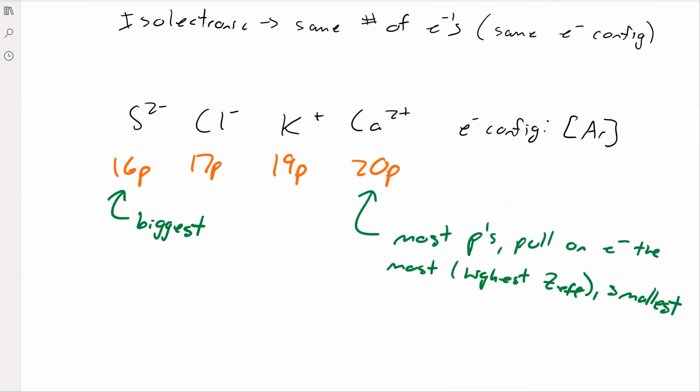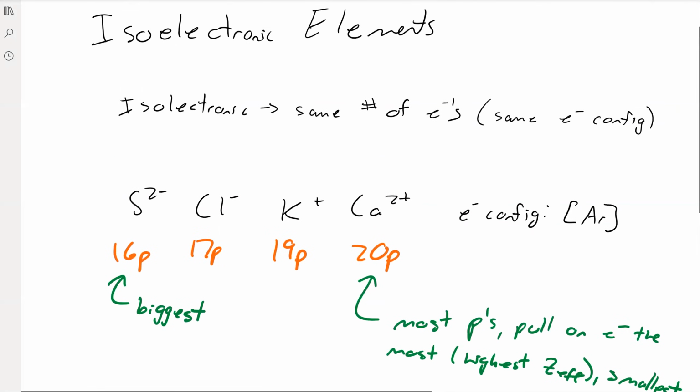So overall, all of these trends make sense. They're all logical through just thinking about it, and through quantum mechanics, and in this case, the Bohr model.